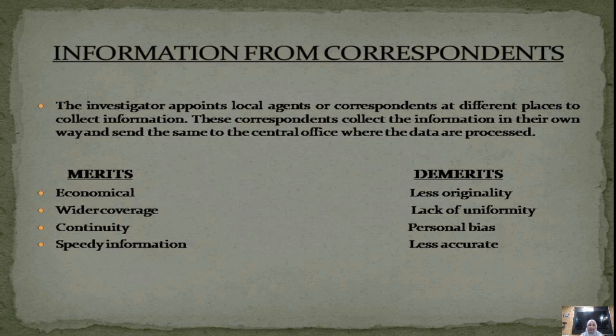For example, agents working in newspaper agencies provide information about riots, accidents, share markets, sports, politics, etc. Now, there are certain merits of this method. It is economical, has wider coverage, and has continuity, as many persons are involved. It gives speedy information. The demerits are less originality, lack of uniformity, and personal bias, and hence it is less accurate.